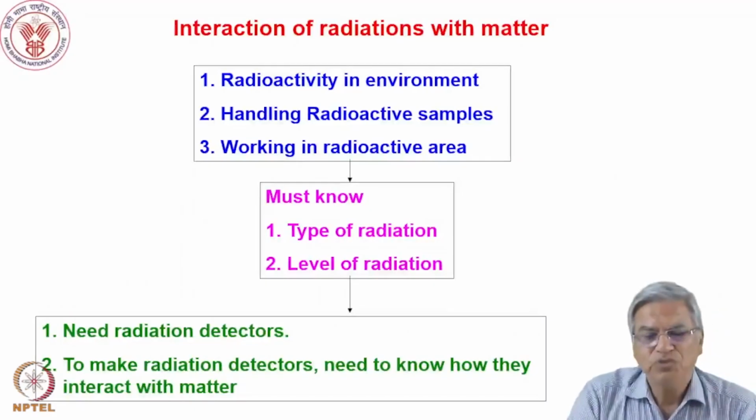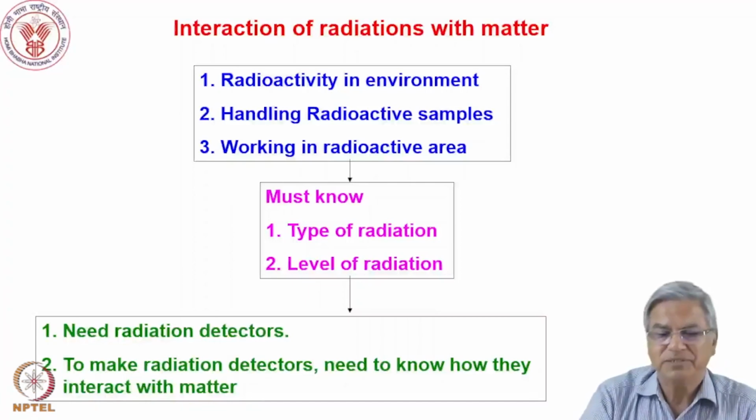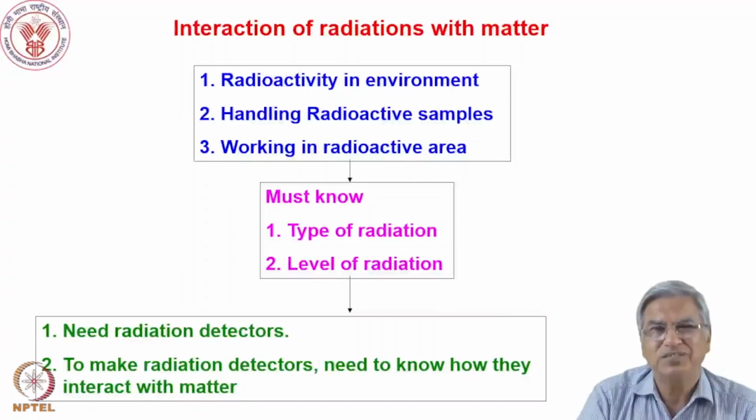Why do we need to study this subject of interaction of radiation with matter? We know that radioactivity is there in the environment. All along, our body contains radioactivity in terms of carbon-14, potassium-40, and nature contains uranium and thorium in the earth's crust. So we are amidst low levels of radiation, and we need to know how much it is.